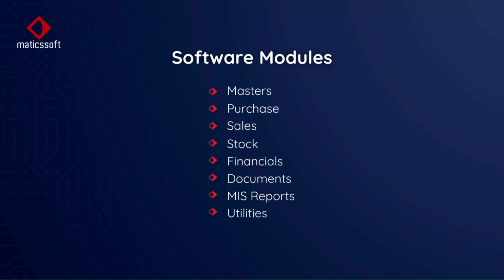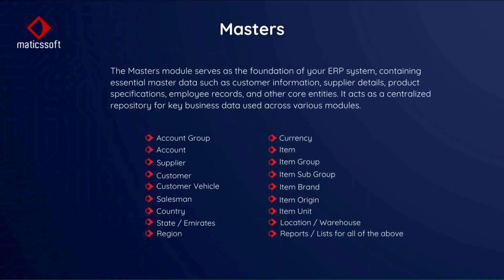The modules available in the software include masters, purchase, sales, stock, financials, documents, MIS reports, and utilities. Let's look at each one in detail. The Masters module serves as the foundation of your ERP system, containing essential master data such as customer information, supplier details, product specifications, employee records, and other fundamental entities. The properties under the Masters module include account, supplier, customer, item, etc.